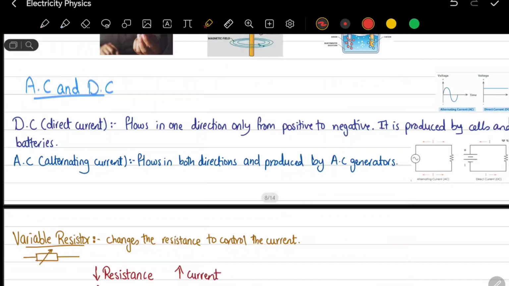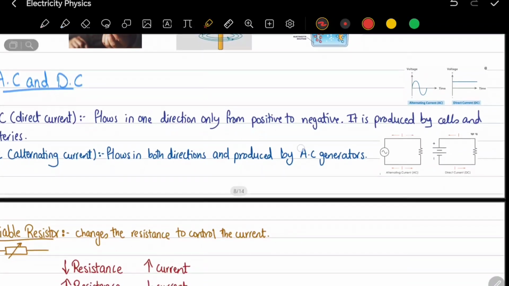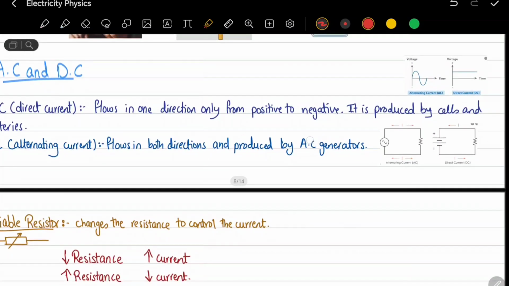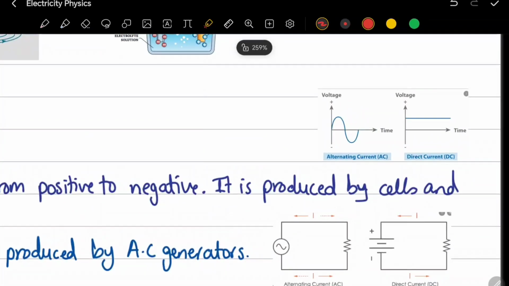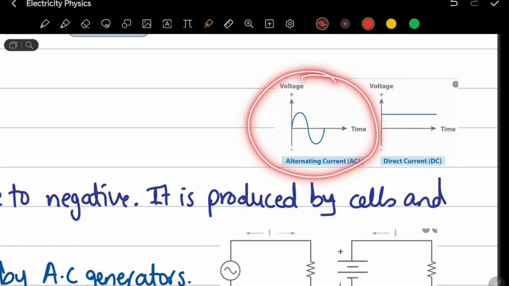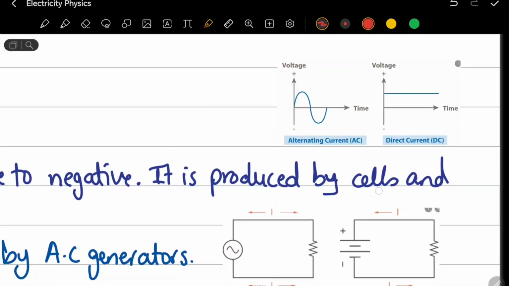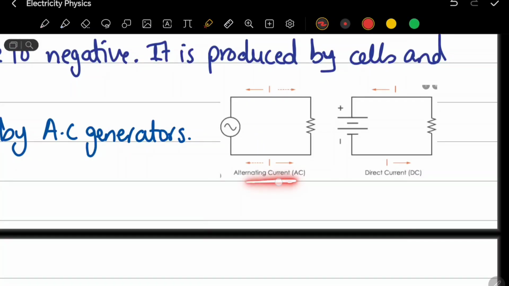Now discussing the difference between AC and DC. DC is the direct current, and direct current means that it flows in one direction only. It flows from the positive terminal of the battery to the negative terminal of the battery, and it's produced by cells and batteries only. But the alternating current flows in both directions and is produced by AC generators. If you have a look here, this is the graph which is used to represent an AC current, and this is the graph which is used to represent a DC current. And here, the alternating current flows in both directions. It doesn't have a fixed direction, but the direct current flows only from positive to negative.